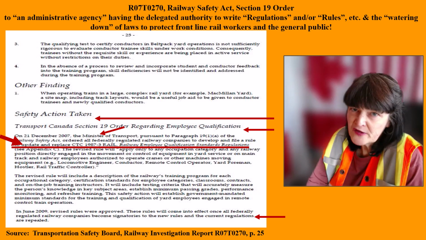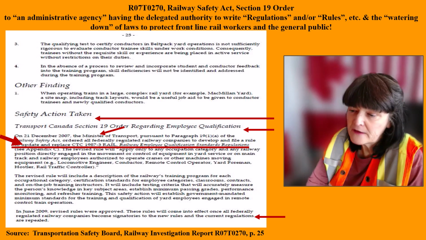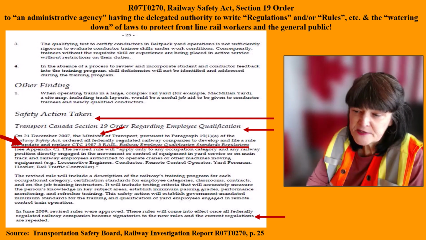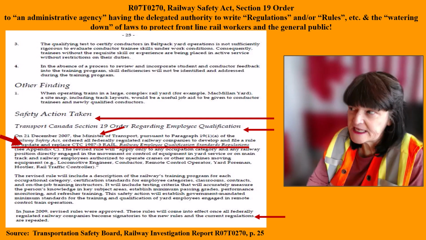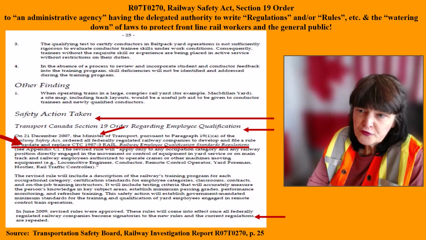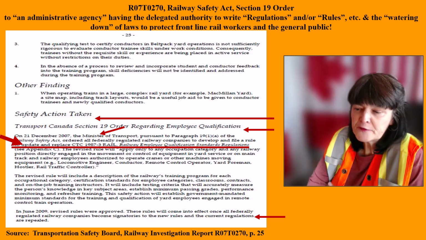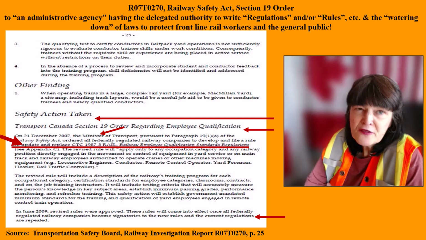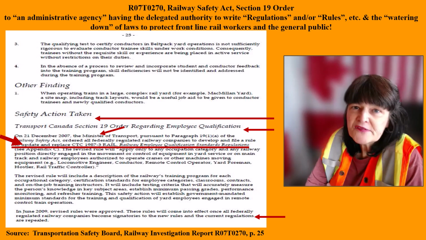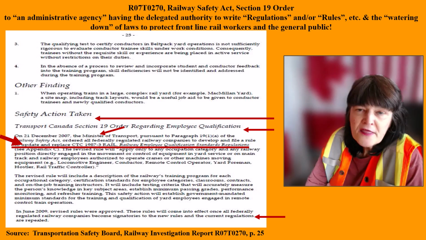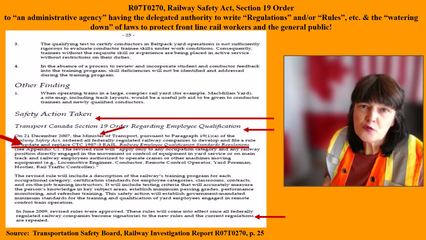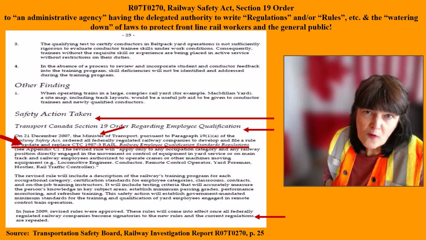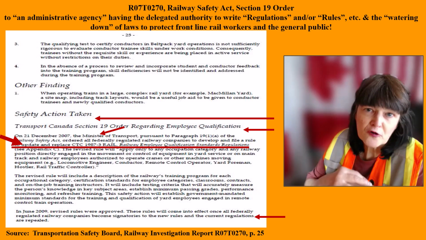So based on Section 19 of the Railway Safety Act, the Minister of Transportation can issue orders that need to be observed by rail companies, etc. So he issued an order to basically all federally regulated railway companies. And so given those are represented by the Railway Association of Canada, it is the Railway Association of Canada that would come up with the new rules and collate them for the rail industry for all their members.